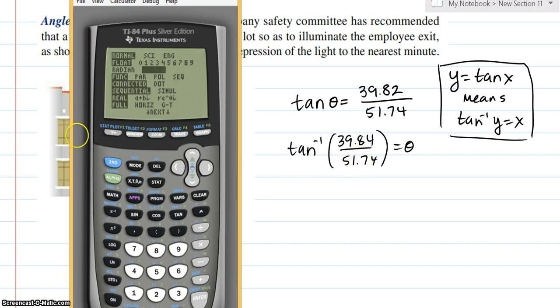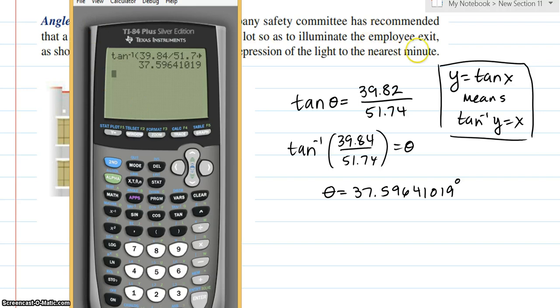And once you did that, if you notice, there's a tan inverse right above the tan. So to get the tan inverse, you use the second blue key there in the upper left, type in tan inverse, and then you're going to type in 39.84 over 51.74. You cannot see the whole thing, but that's okay. Just in the parentheses and hit enter. There it is, about 37.596 degrees. That's in decimal.